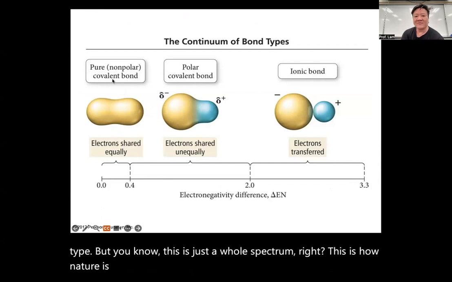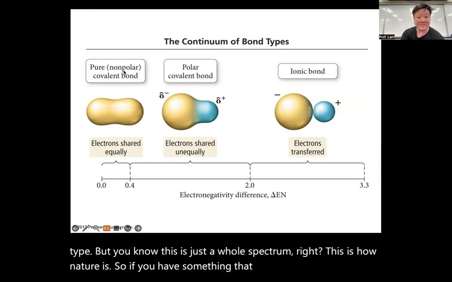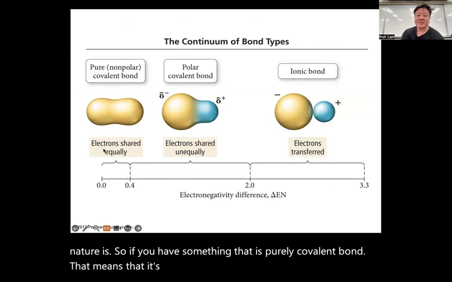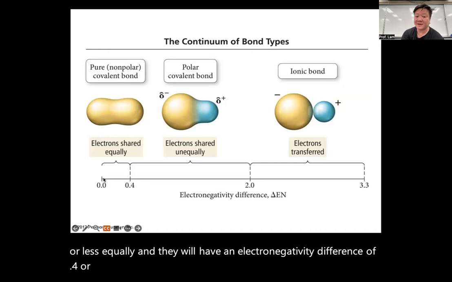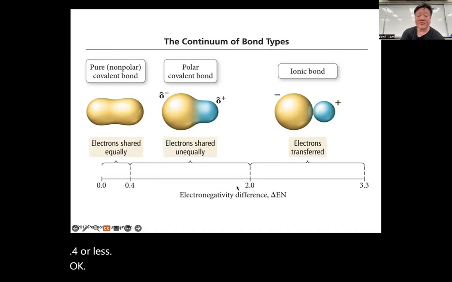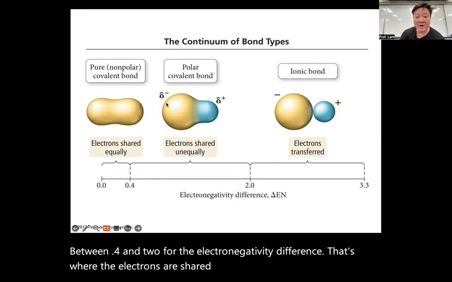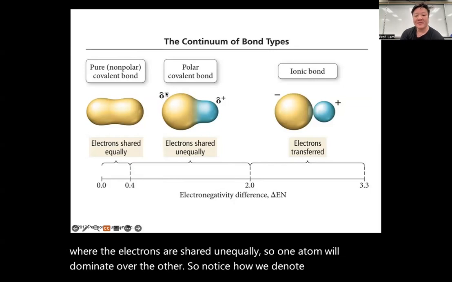So if you have something that is a purely covalent bond, that means that it's non-polar. The electrons are shared more or less equally, and they will have an electronegativity difference of 0.4 or less. Between 0.4 and 2 for the electronegativity difference, that's where the electrons are shared unequally. So one atom will dominate over the other. Notice how we denote that? Delta minus versus delta plus.